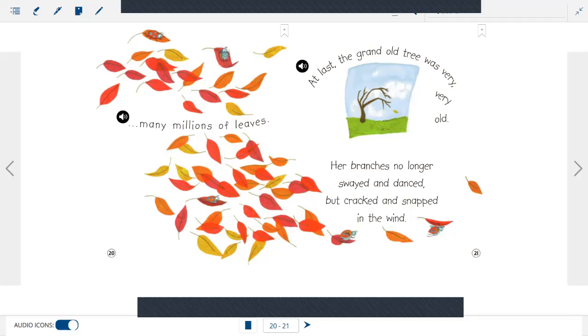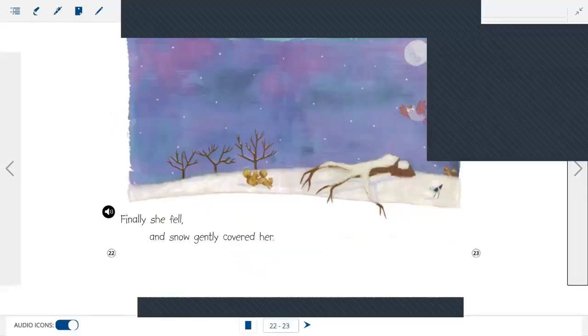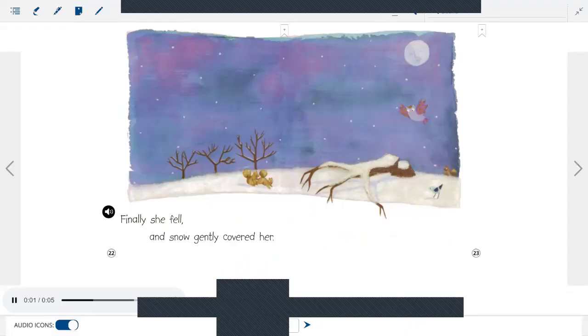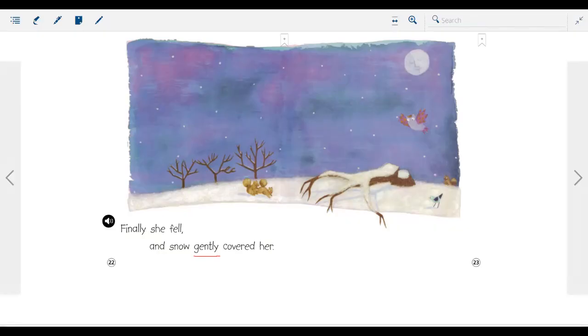All right, so let's look at the word swayed. So I wonder what swayed means. The text says that the branches no longer swayed and danced in the wind. So I think swayed means moved back and forth. Finally, she fell. Snow gently covered her. So over here, snow gently covered her. Gently means in a soft way.